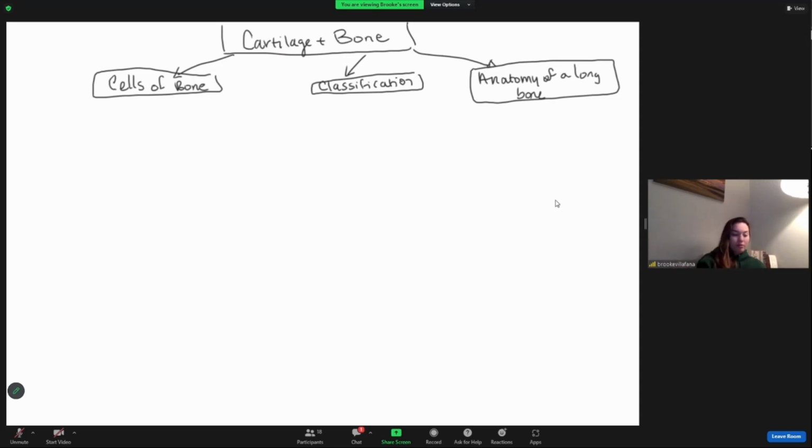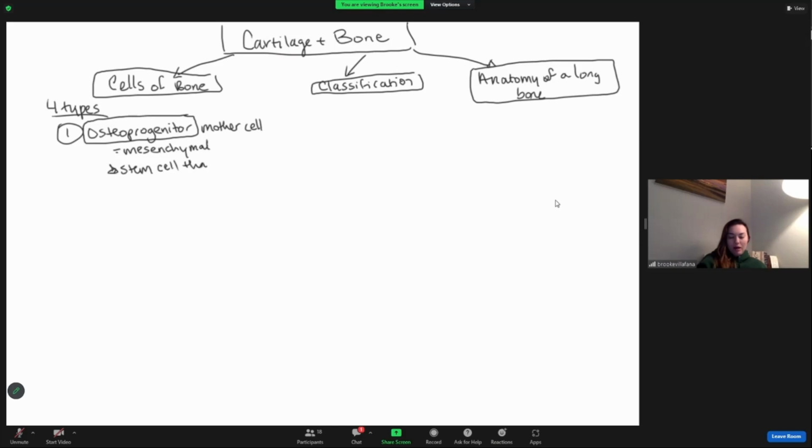So for cells of bone, there are 4 types. We have the osteoprogenitor. This is the mother cell, or the mesenchymal cell. It's the one that basically originates all of the other cells. So it's a stem cell that can become either an osteoblast or an osteoclast. So it has 2 options.